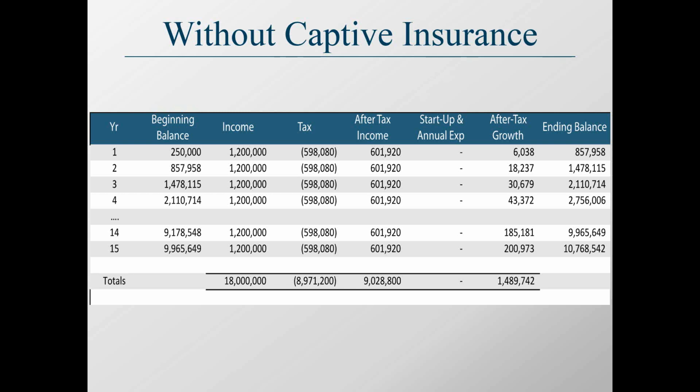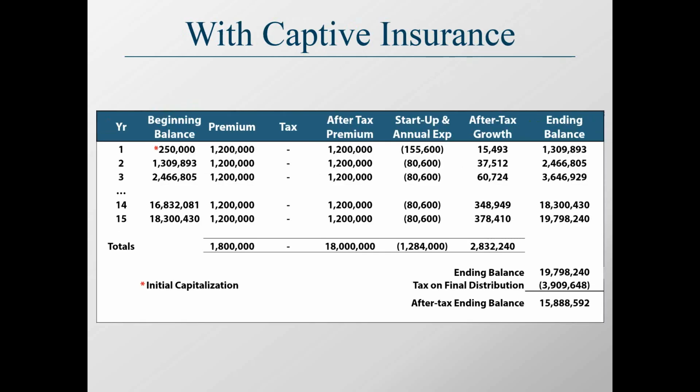If you did that exact same thing with the captive, now you still have the same starting balance, or in this case it would be capital. You pay $1.2 million in premium. Now you're paying no tax. The insurance company is paying expenses, including that one-time $75,000 expense in the first year. It's growing at 4%, and at the end of 15 years, you now have $19.7 million.